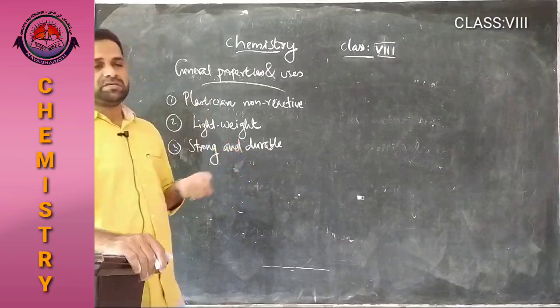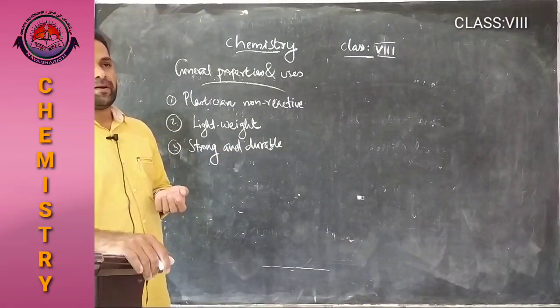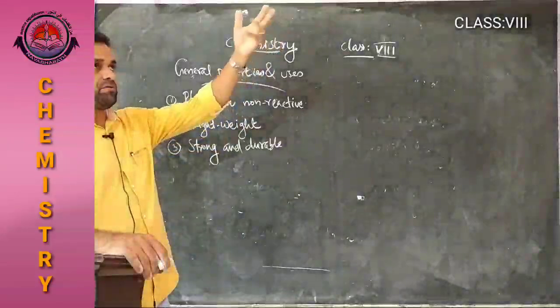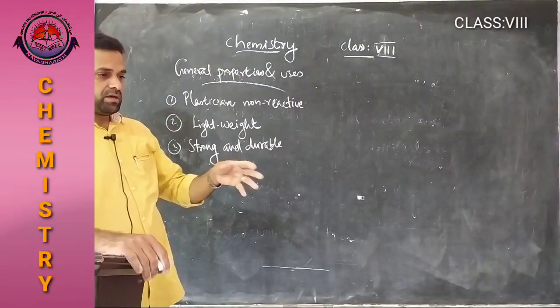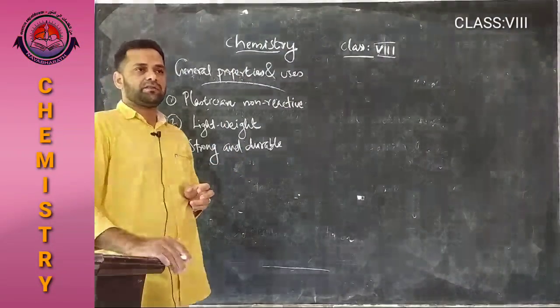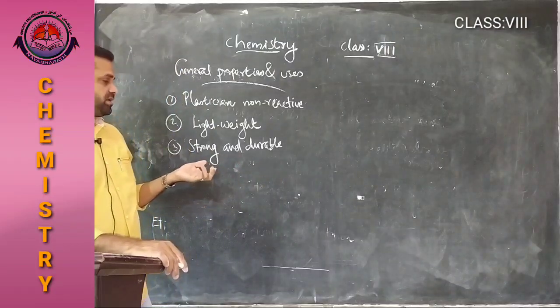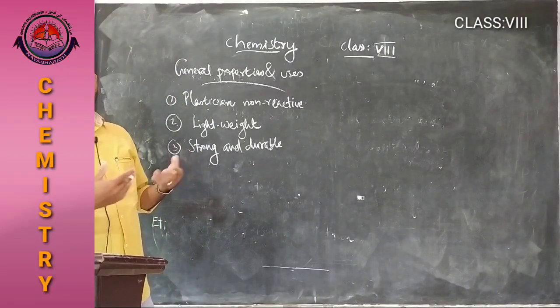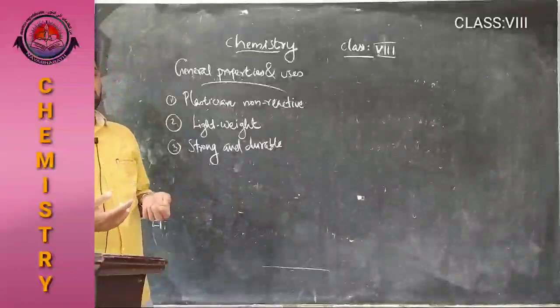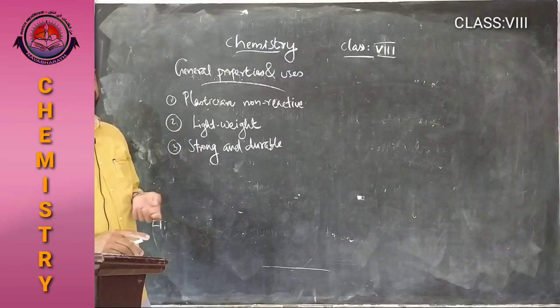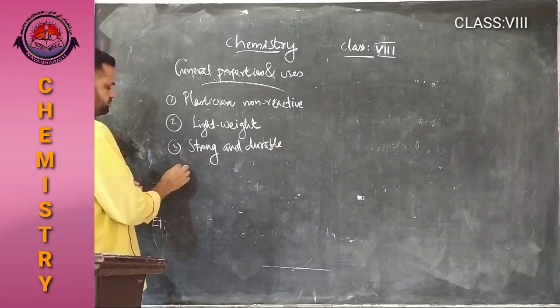And then PVC is used for making pipes, furnitures, then floor tiles, etc. So why are they using it? Because they are strong and durable. They are long lasting.